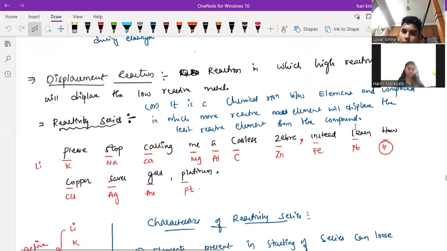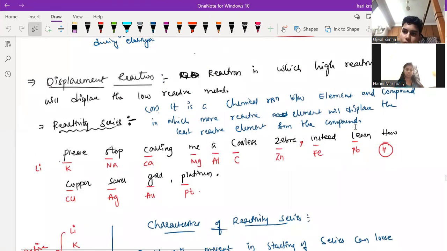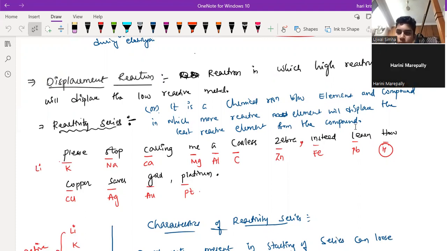Next one is the displacement reaction, which is very important in this chapter, and the indirect questions will come from this topic only. It is a reaction in which a more reactive metal will displace the less reactive metal. So this complete reactivity series you have to remember.